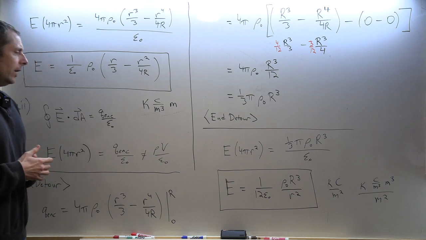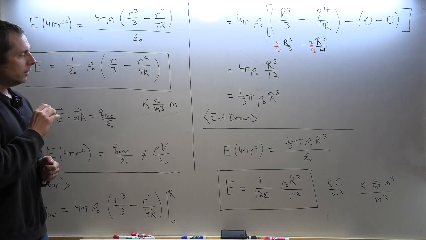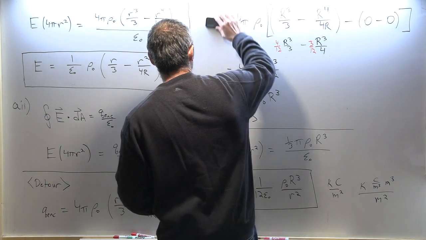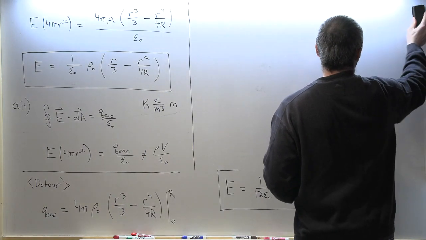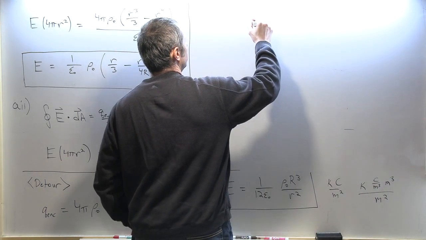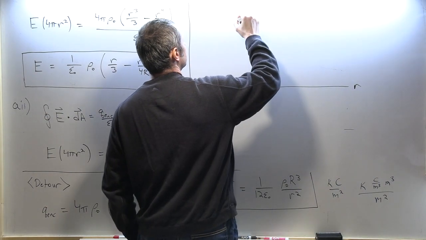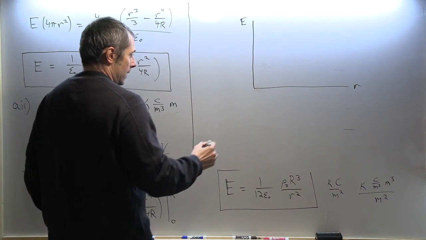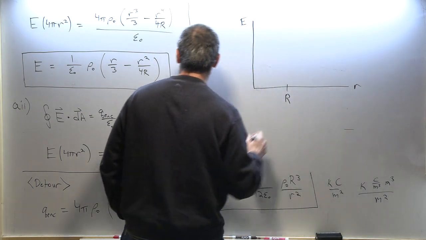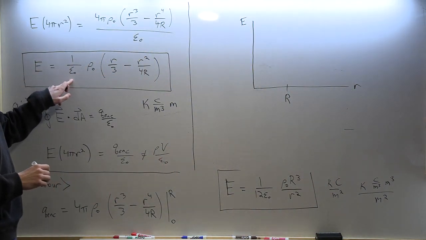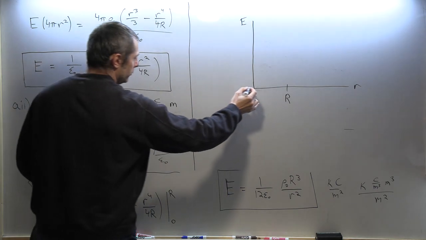All right, so before I go on to the voltage at the origin, which is part B, I just want to quickly sketch a graph. So electric field versus radius. And the big transition is at the surface of the sphere. This is inside the sphere, outside the sphere. This is the formula inside the sphere. Notice at radius 0, the electric field is 0, so it starts here.